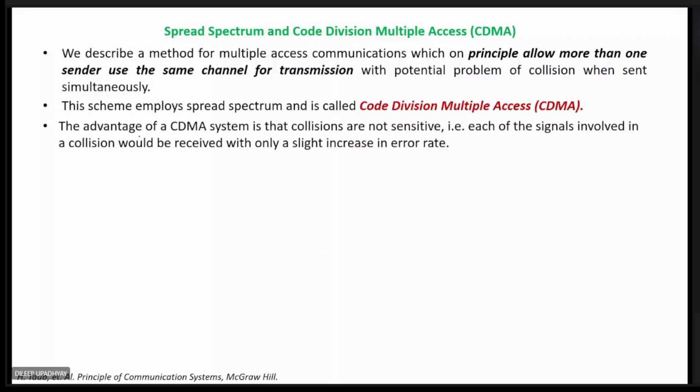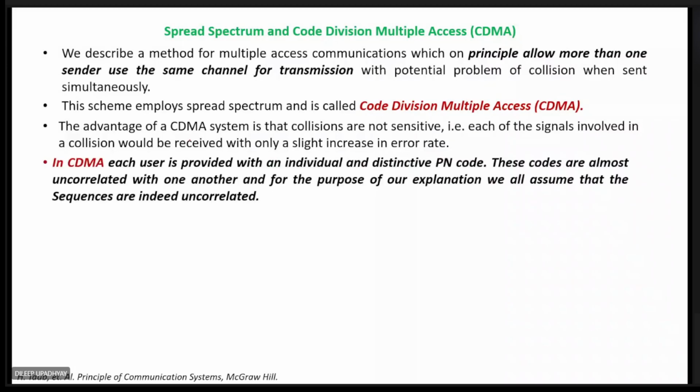As I told you, the advantage of the CDMA system is that collisions are not sensitive. This collision may occur at the transmitter because they are utilizing the same frequency band and all the transmitters are transmitting at the same time. But the collision may occur, and that collision is not so sensitive. That is, each of the signals involved in a collision would be received only with a slight increase in the error rate. So, in CDMA, each user is provided with an individual and distinctive PN code.